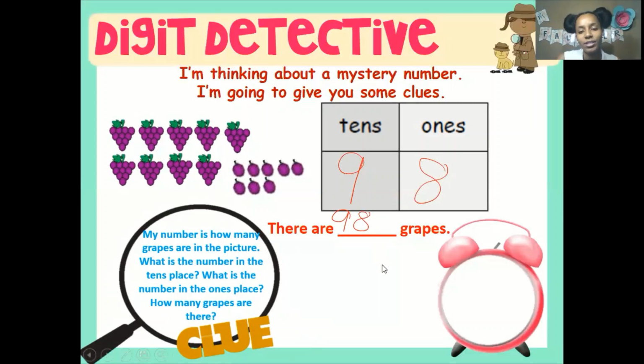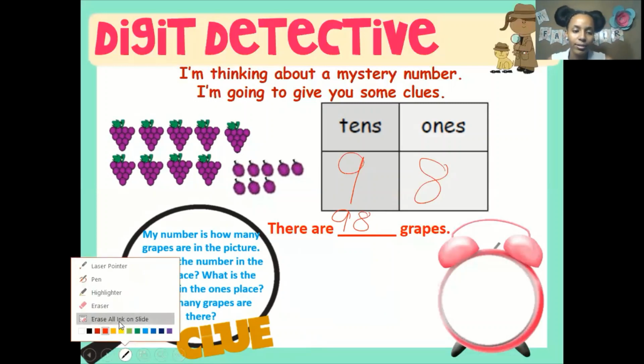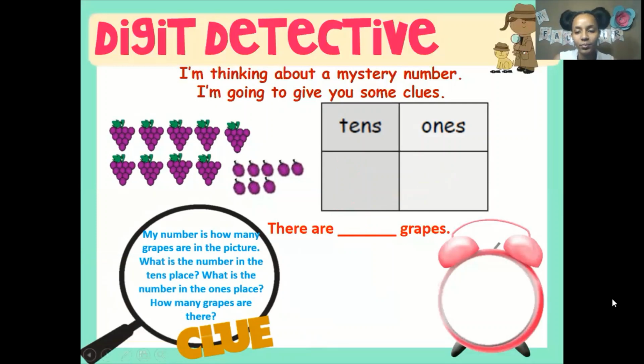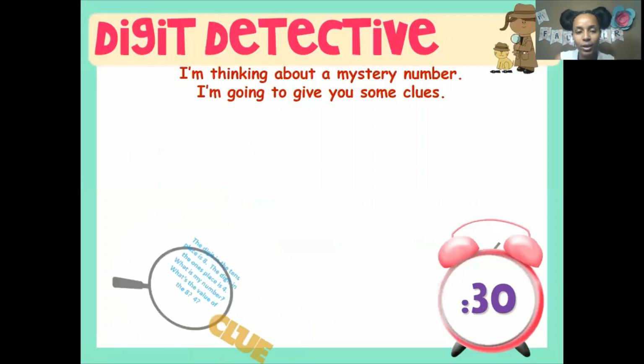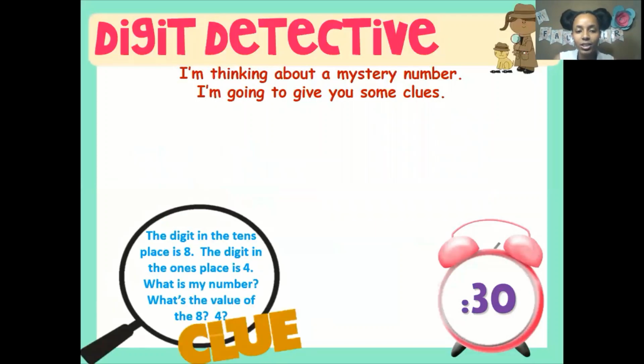Go ahead and give yourself 10 brag bucks if you got it right, or take away 10 brag bucks if you got it wrong. But don't you worry, there's more time to earn some more brag bucks. I'm thinking about a mystery number. Here's my clue. The digit in the tens place is 8. The digit in the ones place is 4. What is my number? What's the value of the 8? What's the value of the 4? Go.